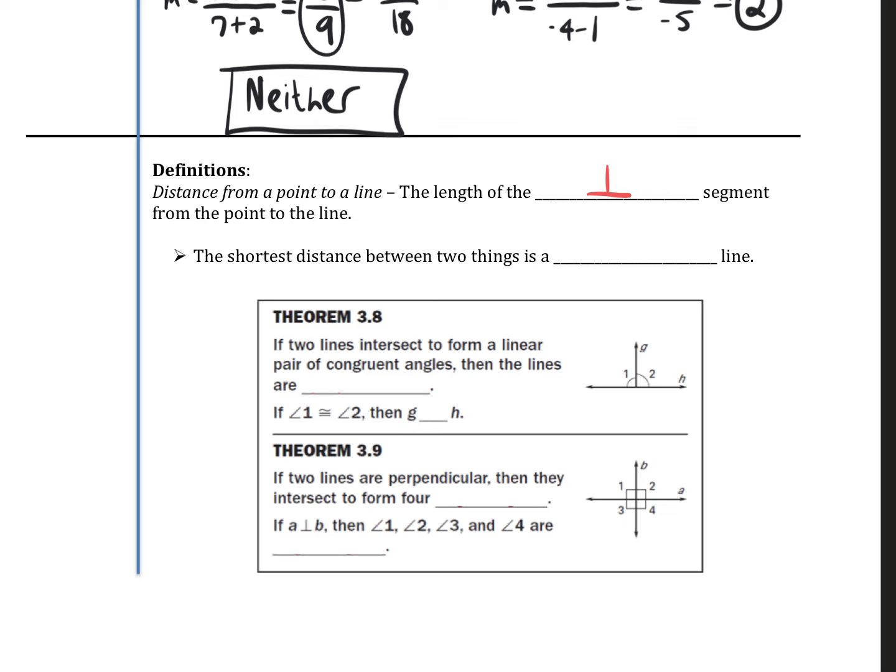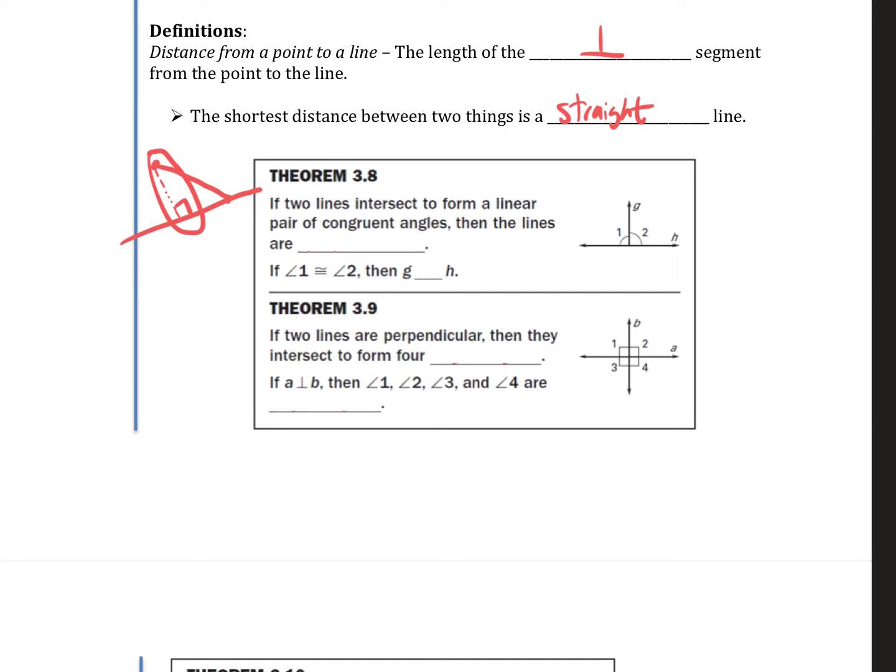So for example, if you have a dot and a line, this would not be the distance right here, because that's like an angle. The distance is going to be at a right angle like that. This is the distance right here. So be careful with that. The shortest distance between two things is a straight line, kind of the same thing we were talking about.